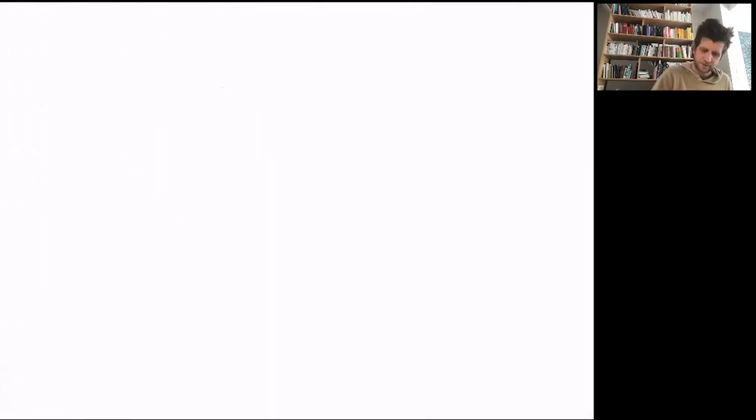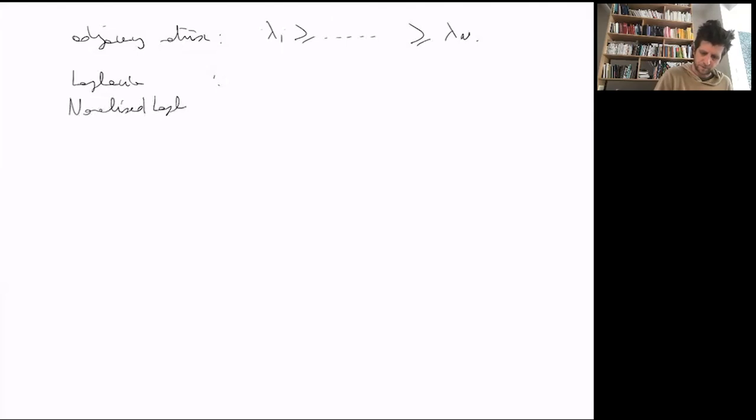Now for the adjacency matrix, it's customary to rank the eigenvalues from lambda 1 to lambda n. For the Laplacians, we usually do it the other way around. Sorry, I mean the opposite. For the adjacency matrix, we rank them from the largest to the smallest, so lambda 1 is going to be larger or equal to lambda n. For the Laplacian and the normalized Laplacian, we write them differently: lambda 1 smaller or equal to lambda 2 smaller or equal, until lambda n.